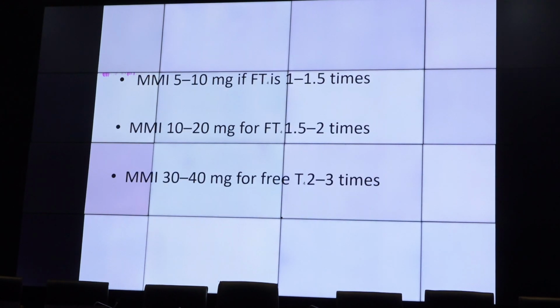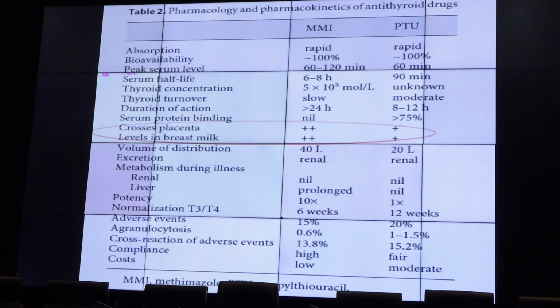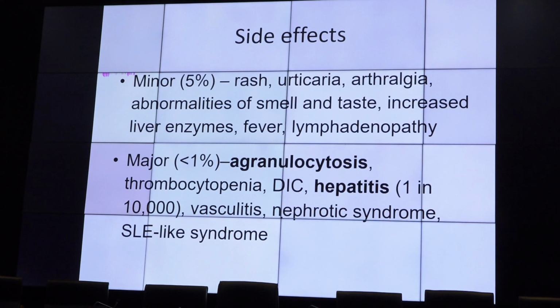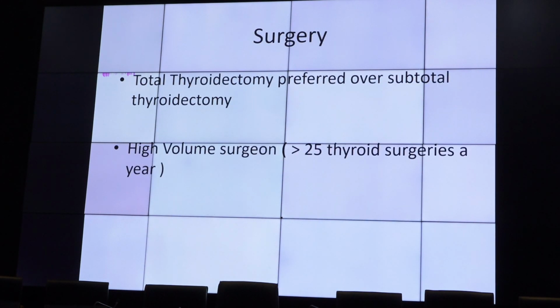Now this is a rough guide given by the ADITI guidelines. If the free T4 is 1 to 1.5 times the upper limit of normal, start with 5 to 10 mg of methimazole. If it is 1.5 to 2 times, give around 10 to 20. If it is 2 to 3 times, give around 30 to 40. Now I think Dr. Jain has already said how it crosses the placenta, and the side effects have already been covered.